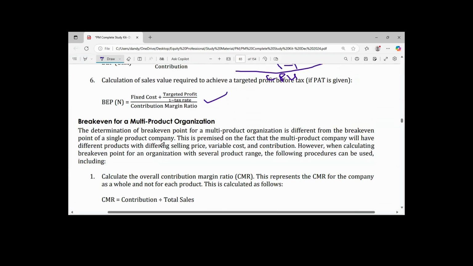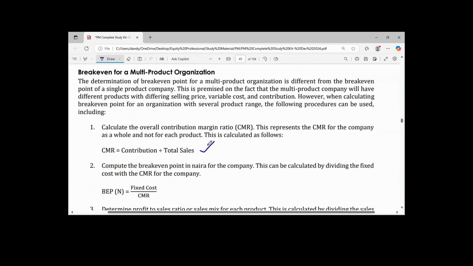There are five procedures. Step one is to compute the overall contribution margin ratio. This contribution margin ratio does not relate to any of the products. So it's the contribution margin ratio for the entire organization. Therefore, you divide the contribution of the entire organization by the total sales of the company as a whole. That will give you the contribution margin ratio.